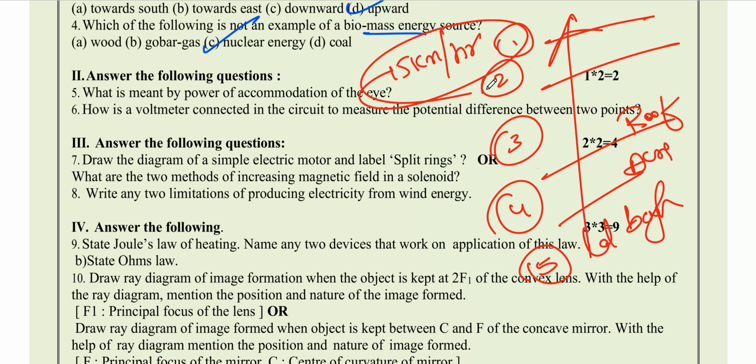A windmill requires the speed of the wind. The speed of the wind should be more than 15 kilometer per hour, 15 kilometer per hour to generate electricity.